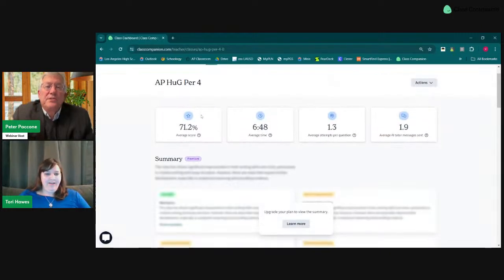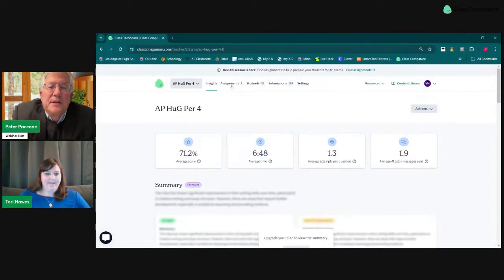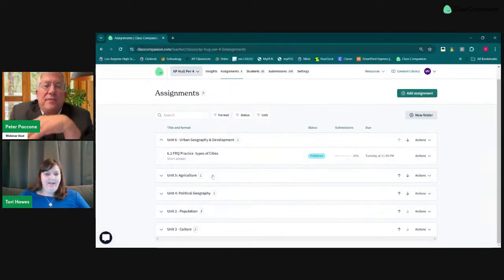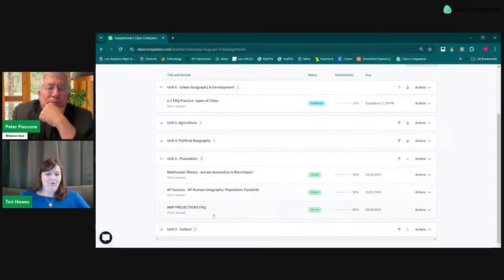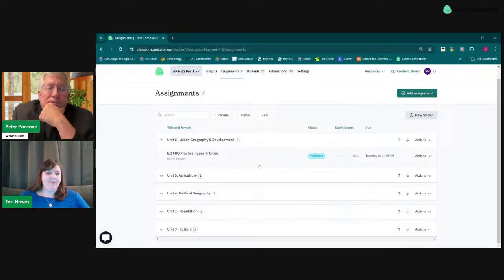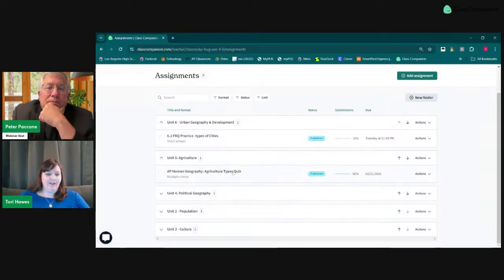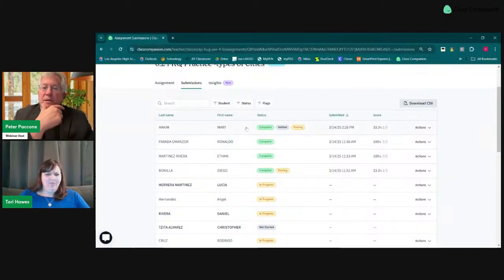Go to period 4. So this is your Class Companion dashboard, and then let's scroll up to where it says assignments. So I like to organize them into folders. For me, it just helps keep things a little more organized, and I close assignments after two weeks from the unit. We just finished our unit 5. You can see 92% of students completed it. Like I said, today was kind of an exit ticket, so only 15% have finished the practice so far. And a lot of students were out.